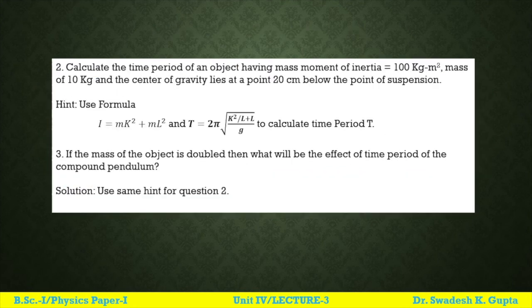Second question, you need to use two equations. One is I is equal to mk square plus ml square, and the time period T is equal to 2 pi under root (k square plus l square) by l g. So when you use both the equations, you can get the value of the time period.